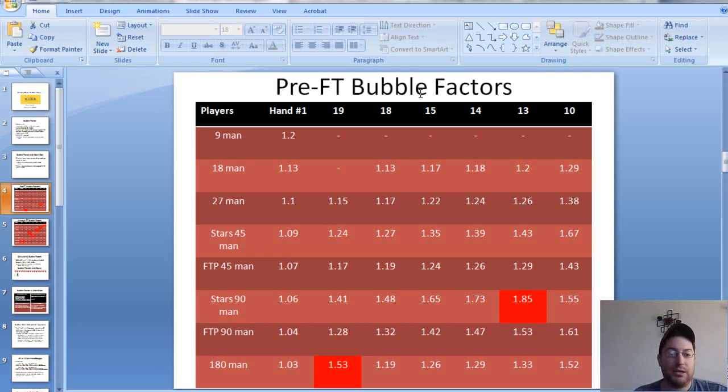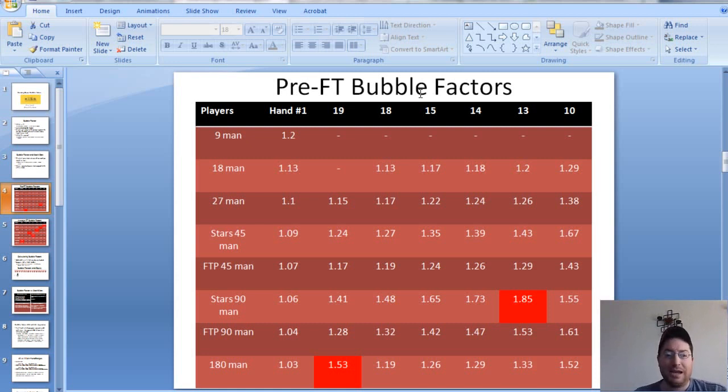As you get to 18-mans, 27-mans, all the way to 180-mans, you're dealing with multiple tables. You don't know everybody else at the other tables. You usually can't do calculations. But what the bubble factor can do is give you an idea of how much consideration you need to give to ICM as you're going through the game, approaching the money.